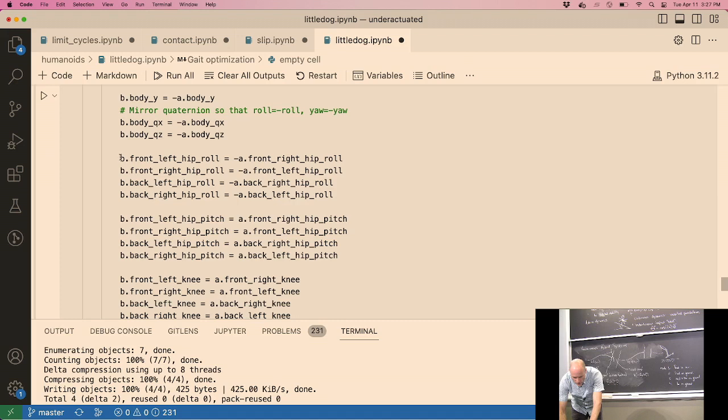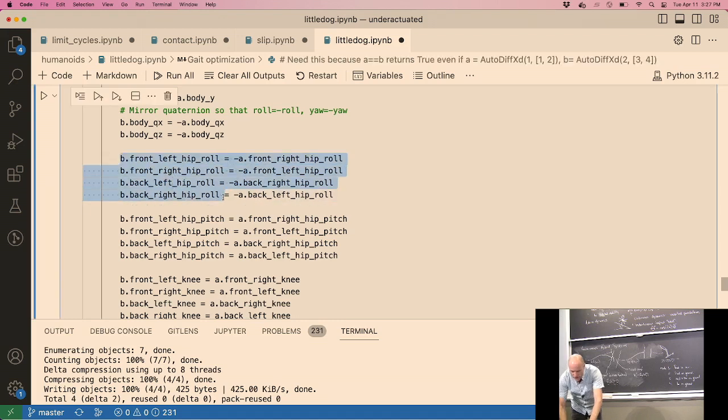Again, you'll find that I always try to write these constraints using the joint names and not element 32 in the vector and stuff like that. That would be killer for a little dog.